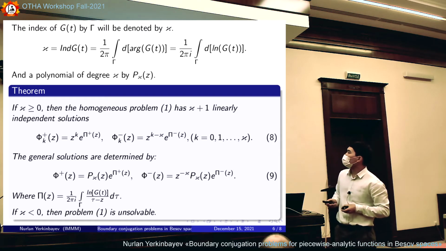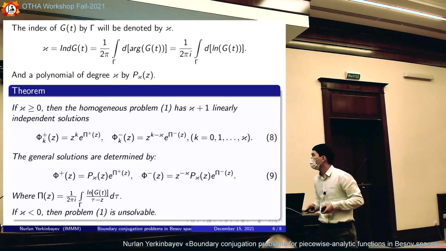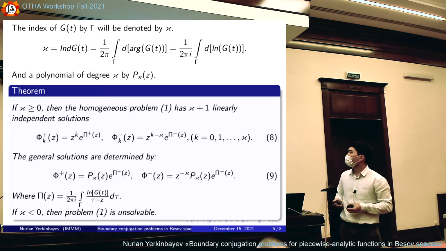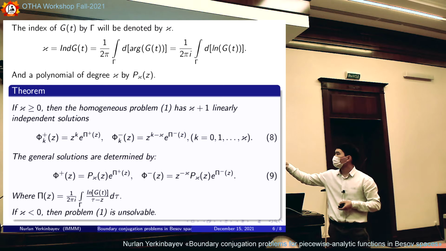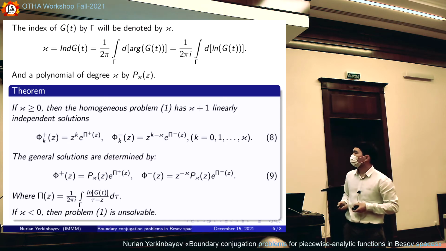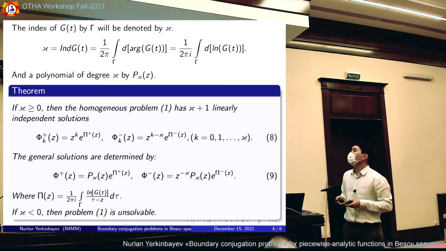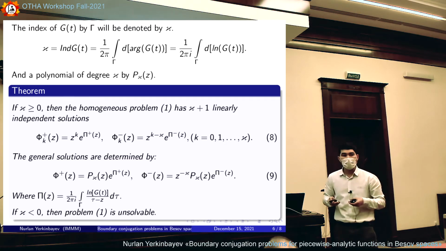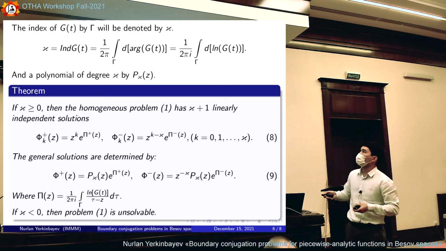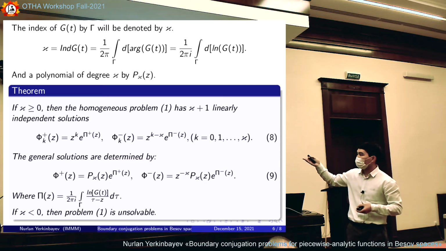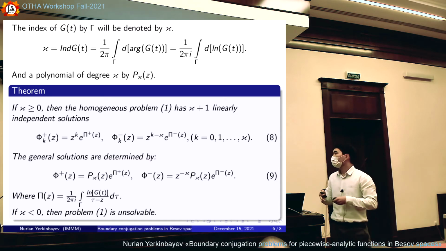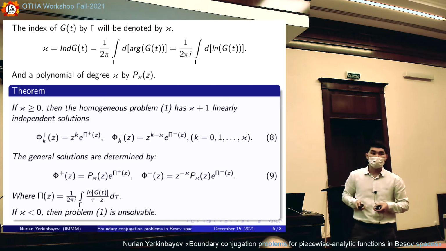The general solutions are determined by these formulas, where p z equals this integral. And if kappa is negative, then problem 1, which is the homogeneous problem, is unsolvable.